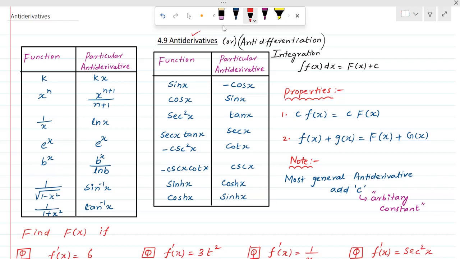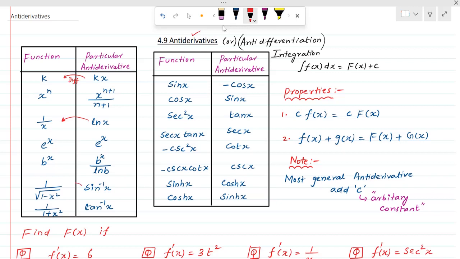So how will you check whether you are right or wrong? If you differentiate this part, you will get this part. This is actually a differentiation. So the derivative of kx is k. Similarly, ln x, it is 1 over x. E power x, it is e power x.